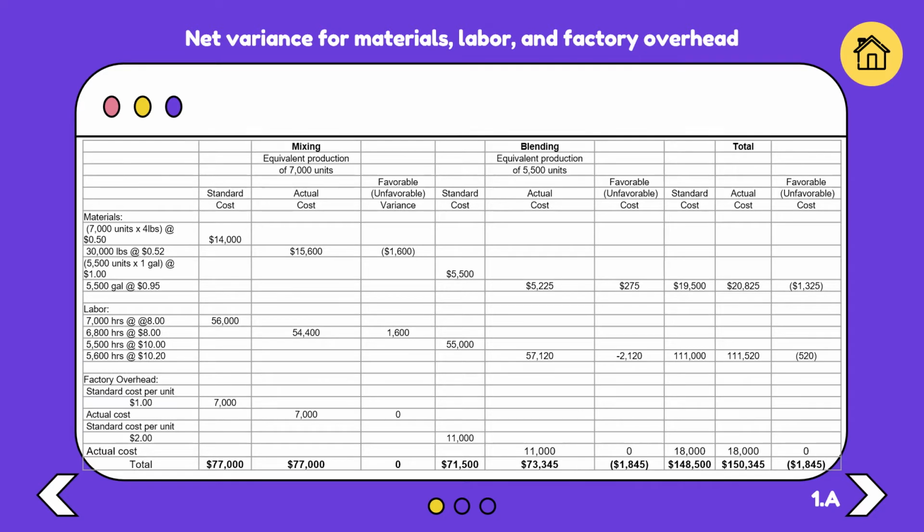This is the calculation of the net variances for materials, labor, and factory overhead. From the data given on the standard cost summary and the production report shown earlier, the standard cost of production can be determined. To facilitate the comparison of the figures with the actual cost and to determine the variances, a format like this can be used. In looking for the variance, you only have to solve the difference between the actual and the standard or budgeted costs of materials, labor, and factory overhead.